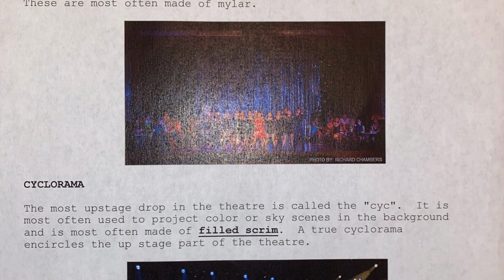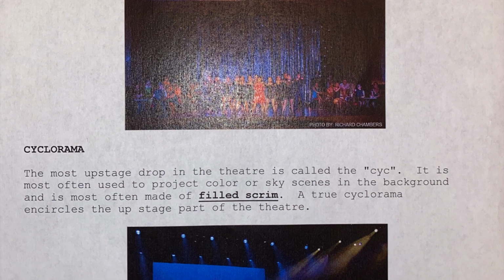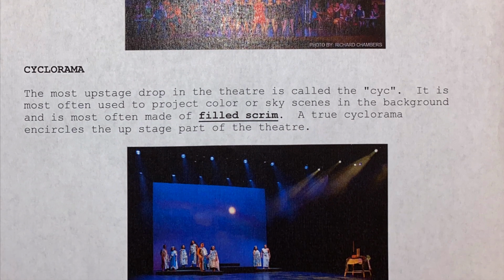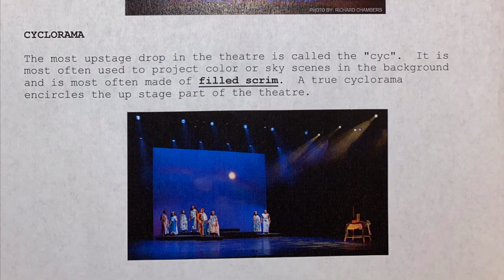And again, we talked about the filled scrim earlier, using it for the cyclorama. So there's an example of a show with a cyclorama that has the blue night sky with the clouds on it with the moon shining bright. And you can see how reflective that filled scrim is.